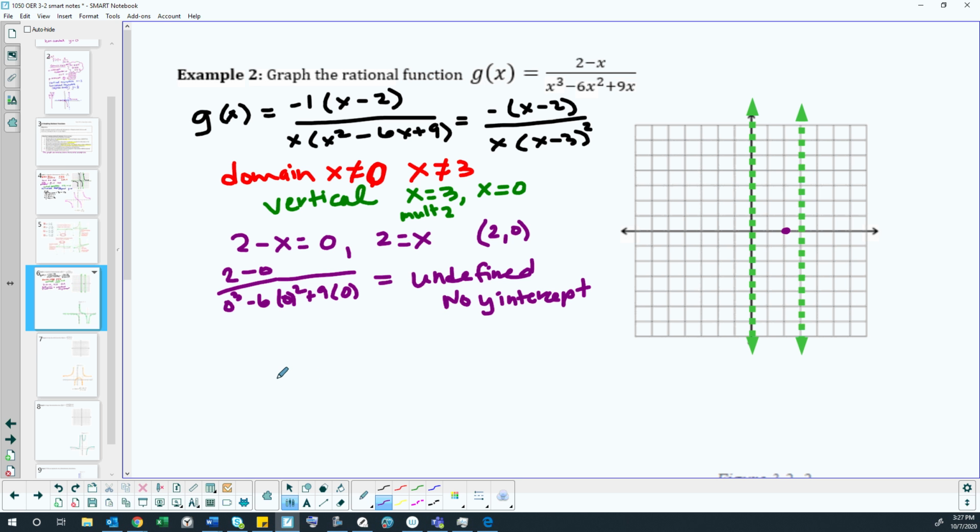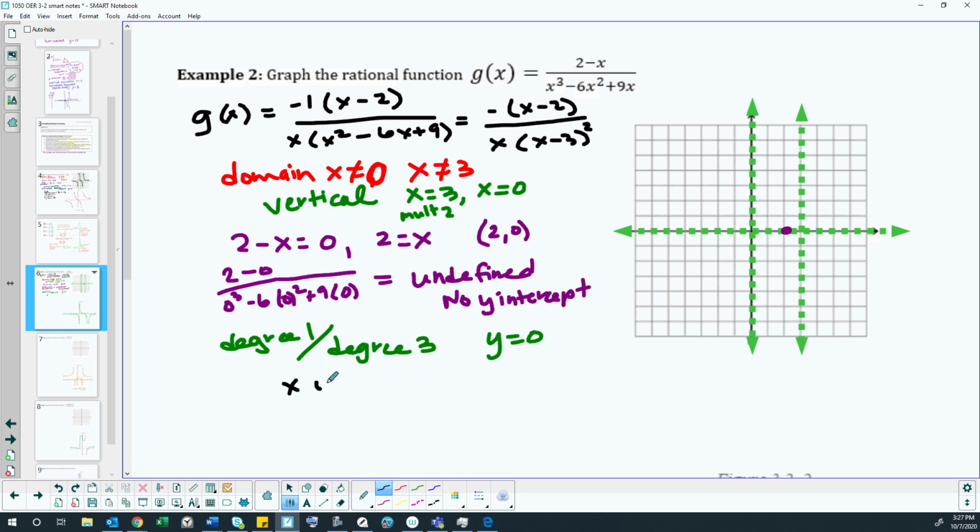Next, we are going to plug in some other points. Nope, I skipped ahead. We didn't do horizontal. So for our horizontal, we have degree 1 over degree 3. So that means y equals 0. That's our horizontal asymptote. So let's just throw that in there. Obviously, if we have an x-intercept on an asymptote, it's going to cross through there.